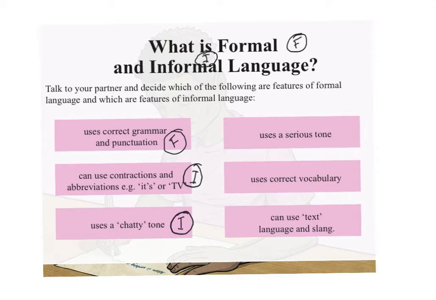Uses a serious tone. Yes, so if I was talking to Miss Wardle, I would be using a serious tone. Or if I was writing a non-chronological report, I'd be using a serious tone. Or if I was writing a newspaper, I'd be using a serious tone because all of those writing include formal language. Okay, next one. Uses correct vocabulary. Oh, definitely formal. And we're going to be using our Tier 3 vocabulary when we do our non-chronological report. And that's our correct vocabulary.